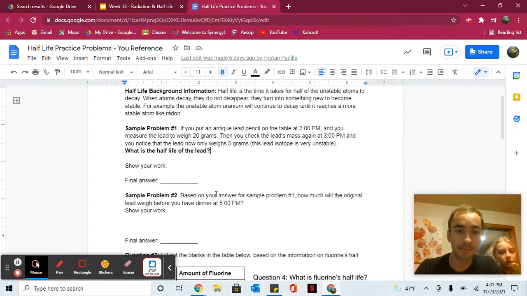Here's the first sample problem. If you put an antique lead pencil on the table at 2 p.m. and you measure the lead to weigh 20 grams, then you check the lead's mass again at 3 p.m. and you notice the lead now only weighs 5 grams. What is the half-life of the lead?